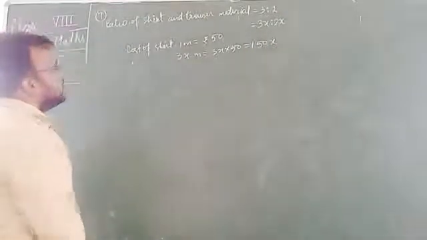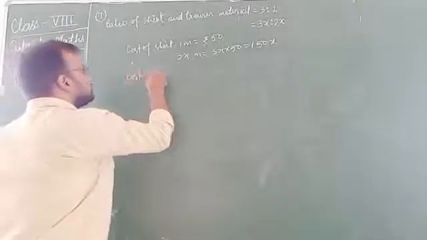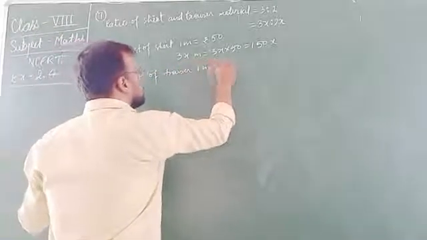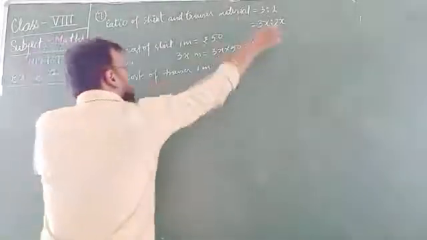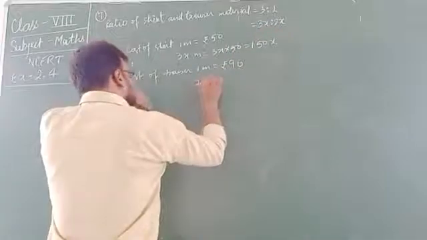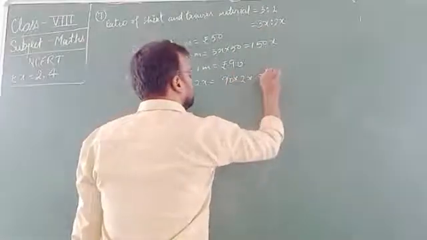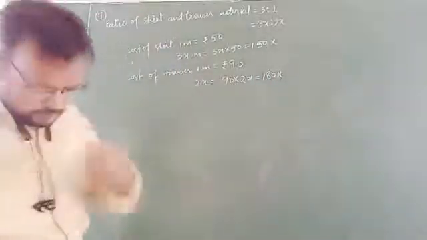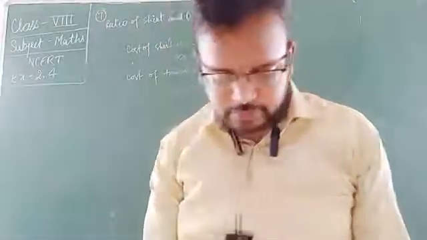Okay. Then now cost of trouser. Cost of trouser 1 meter is rupees 90. So cost of trouser for 2x meter: 90 into 2x equal 180x. This is the cost of trouser. Now the next statement is given.